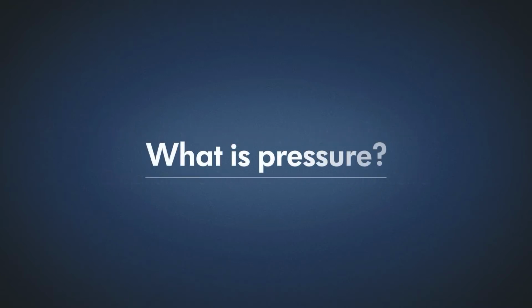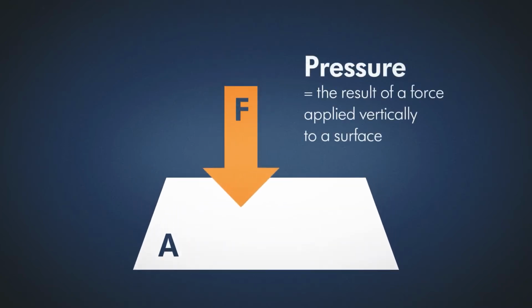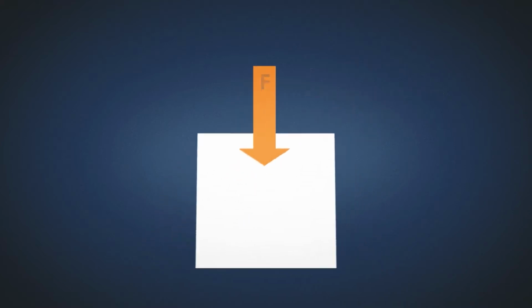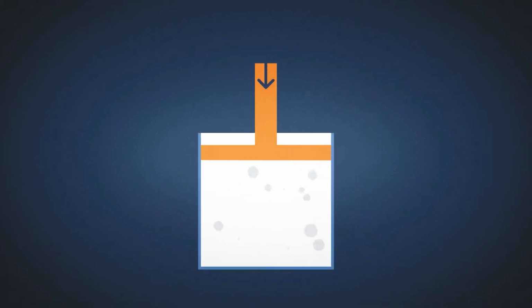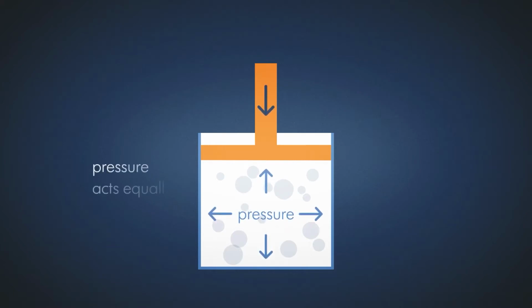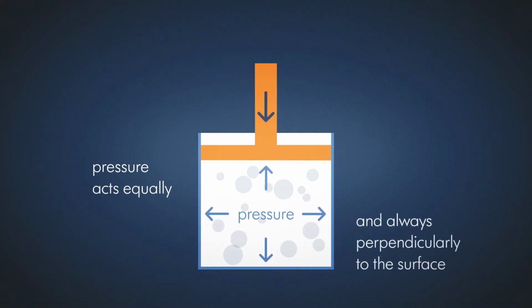What is pressure? In physics, pressure is the result of a force applied vertically to a surface. If liquids or gases at rest are in a closed vessel, the pressure acts equally in all directions. It acts equally and always perpendicularly to the surfaces of the vessel.